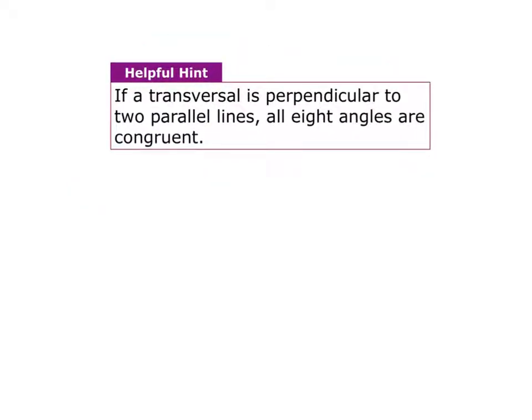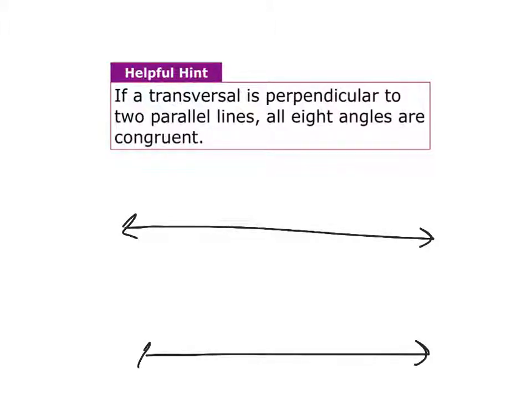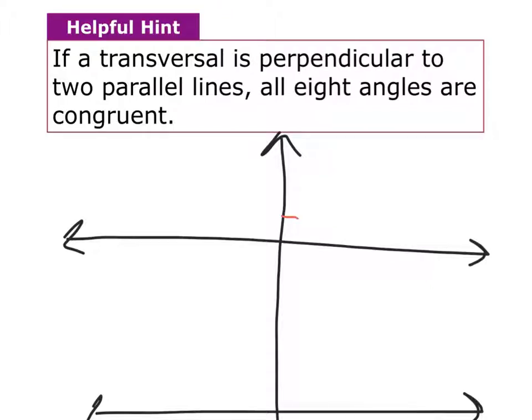If a transversal is perpendicular to two parallel lines, all 8 angles are congruent. So if we had two parallel lines and a transversal that's perpendicular, what does it mean to be perpendicular? To intersect at a 90-degree angle. So if this intersects at a 90-degree angle, what do we know about this angle here? That it's also 90 degrees because they form a linear pair.